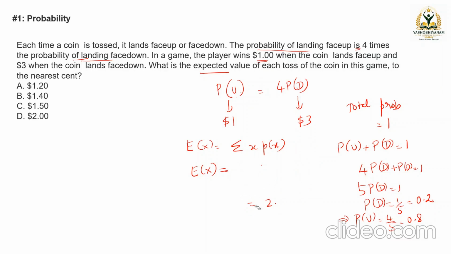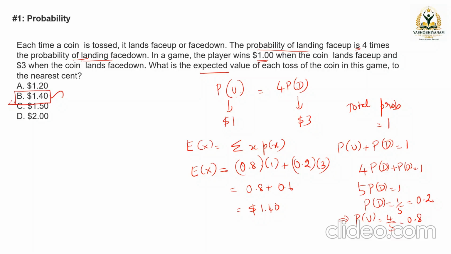Face up is 0.8. So let me erase this. So 0.8 times 1 plus 0.2 times 3, since it's $3 for face down. So 0.8 plus 0.6, which is $1.40. This is the right answer. The answer is option B. This is the expected answer for this probability question.